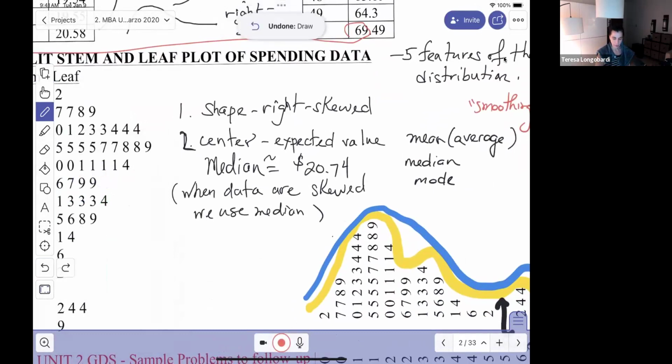The third thing we want to talk about is the range or the spread of the distribution. The spread, you can begin by talking about the range. The range, you could say, is the maximum value minus the minimum value. And you can even report the minimum of $2.32 up to a maximum of $69.49.